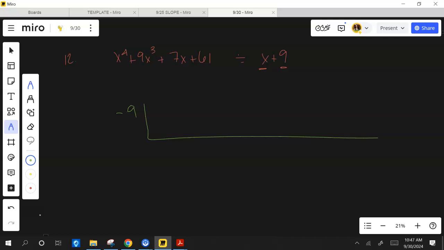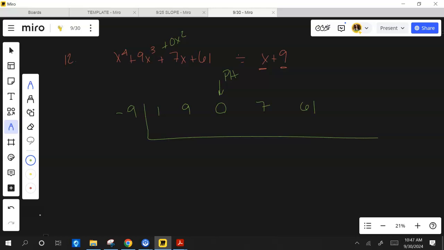What coefficients go in here right now? 1, 9, 0. How did you know it was a 0? Don't forget your placeholder. That's right. You need a 0x squared.